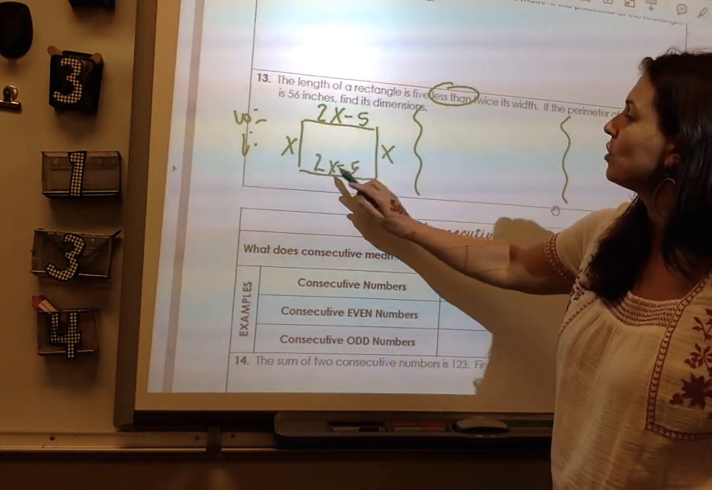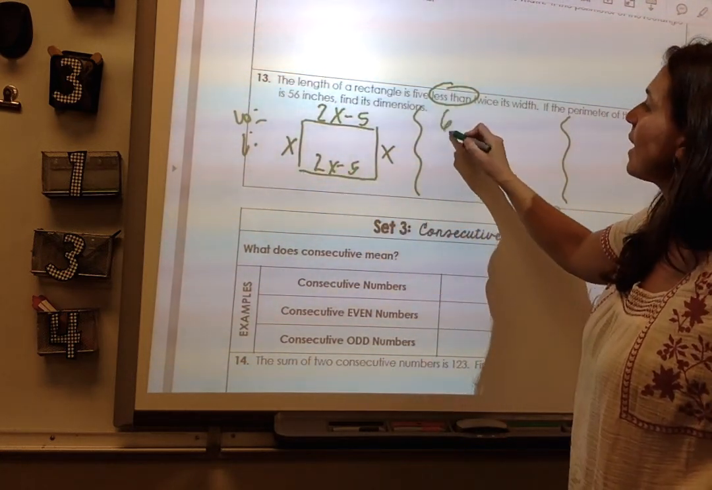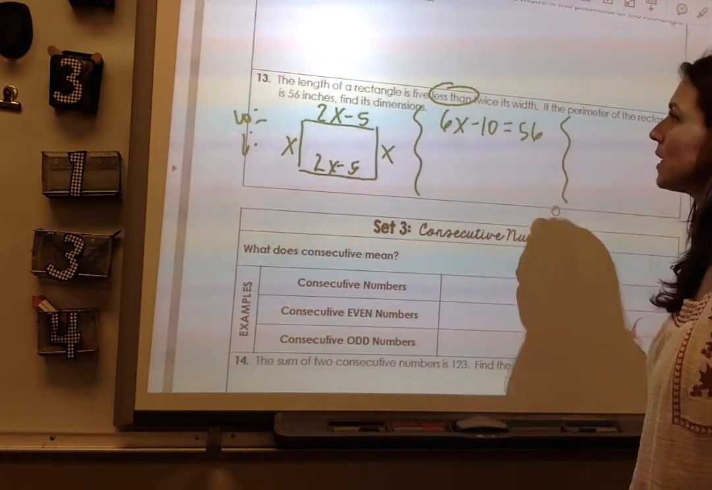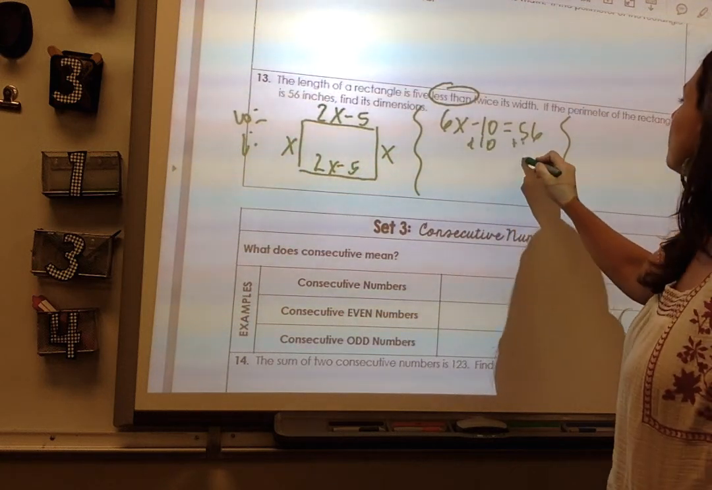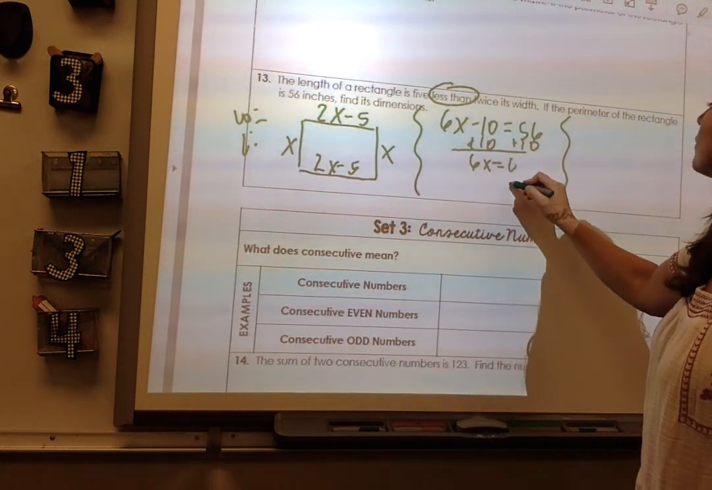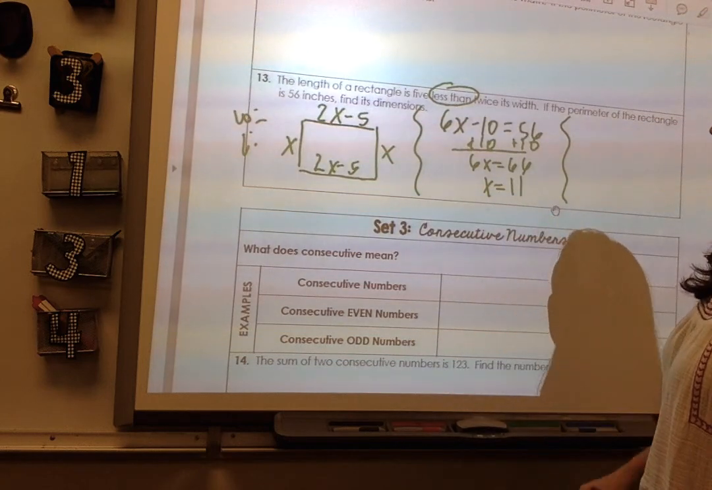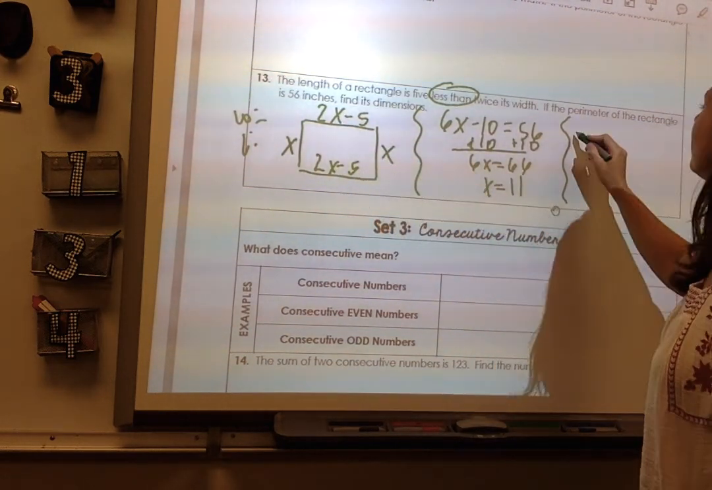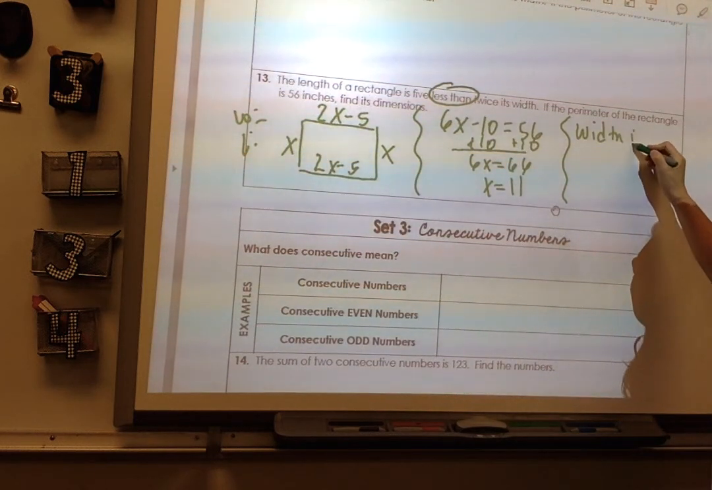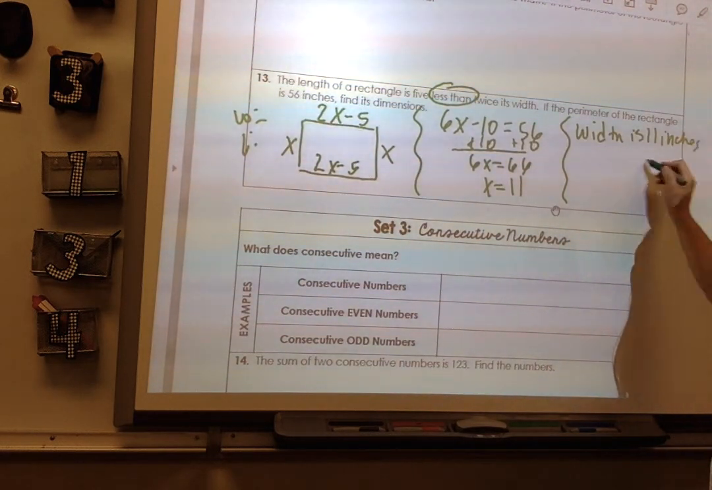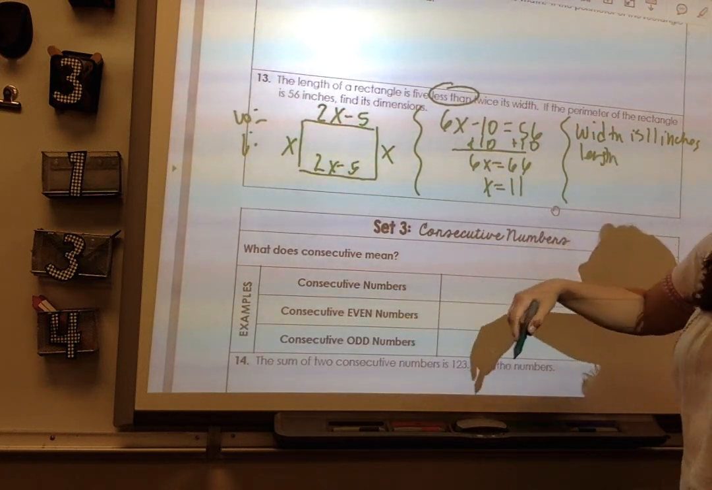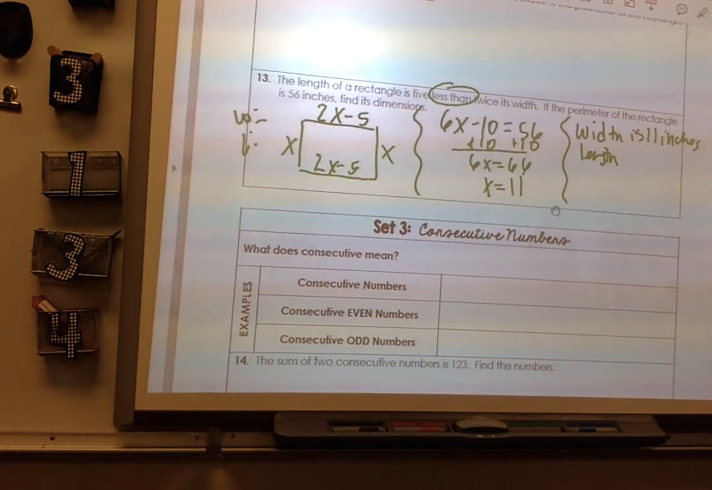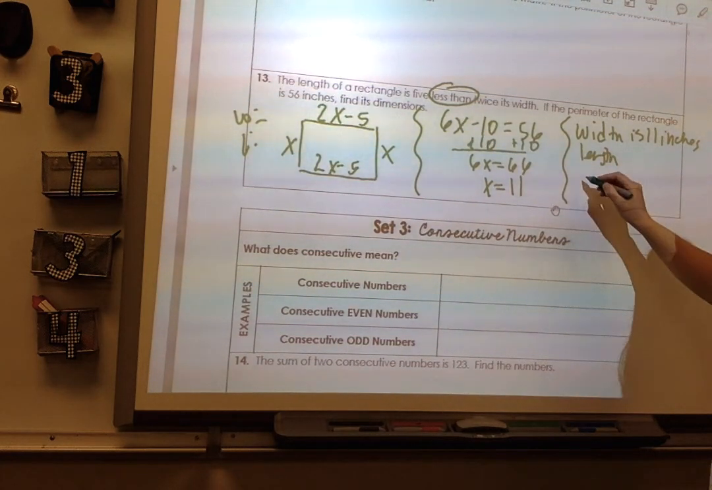So I have 2x and x and 2x and x, which is 6x. And my constant terms are negative 10 combined, and that equals 56. So when I add 10 to both sides, I get 6x equals 66. X then equals 11. But here's where I put my language in this last box. So the width is 11 inches. And the length is 22 minus 5. And so when I get 22 minus 5, I get 17 inches.